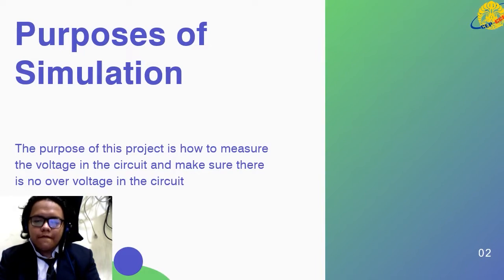The purpose of this project is to measure the voltage in the circuit, make sure there is no overvoltage in the circuit, and make sure the light is bright. The components that we use in this project are an electric light, a switch, a DC ammeter, and a DC voltmeter.